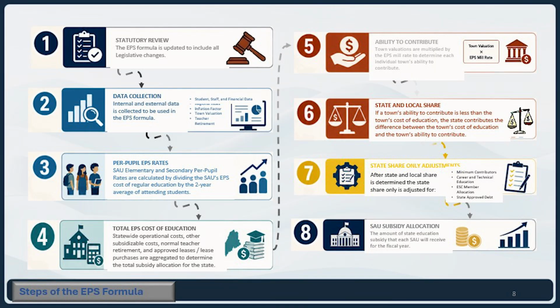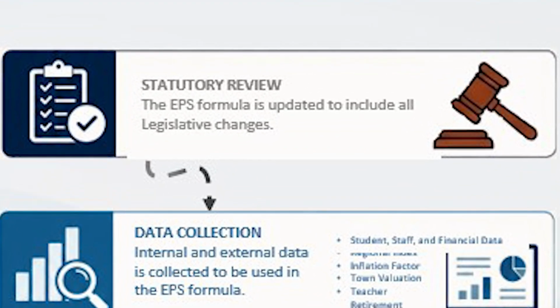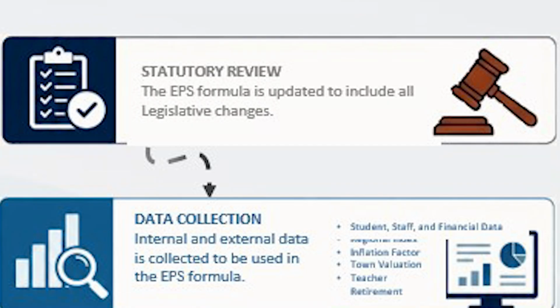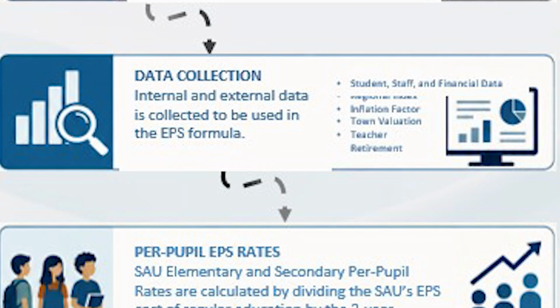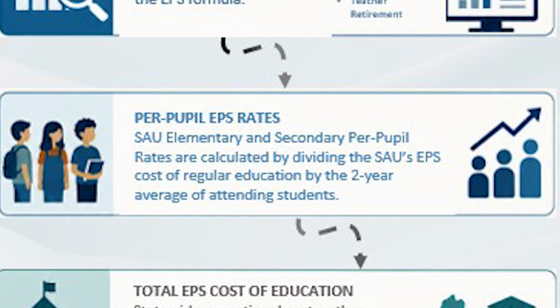So when you come to the EPS formula, it's mainly 8 simple steps. First, we review the statute because it can change. Like I said, it's legislative. So we review the statute and we change the formula to align with any statutory changes. Next is data. We collect data from internal and external sources. We then need a per pupil rate to use to determine a cost allocation.